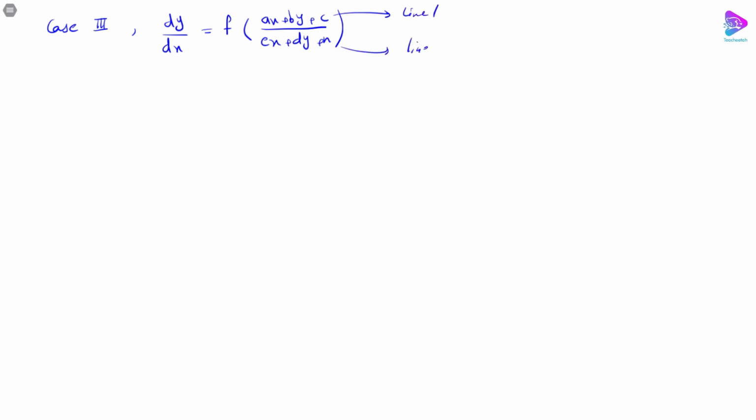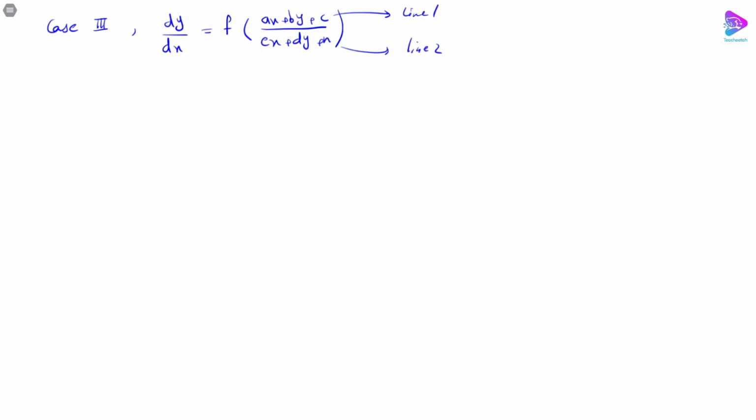Today we're going to continue on homogeneous differential equations and specific cases. We are at case 3, where the differential equation is in the form of dy over dx equal to f of (ax plus by plus c) over (ex plus dy plus n). Basically, it's a fraction. At the top we have line 1 and at the bottom we have line 2.